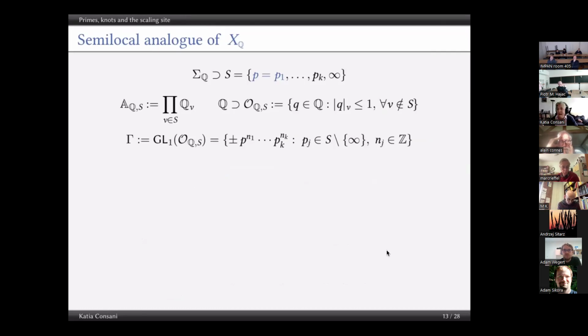Okay, so yeah. The semi-local analog: why did I move to the semi-local analog? Because after all, we want to get this link. And the link involves only 2 primes, or only 2 knots, in fact, so only 2 primes. So we sort of shrink, in a way, this double quotient of the Adele class space, the scaling site, just to be the minimum possible to consider, to have in it the orbit at P and the orbit at Q.